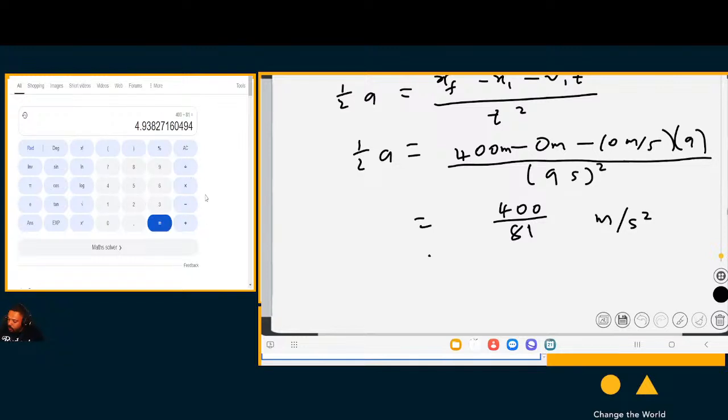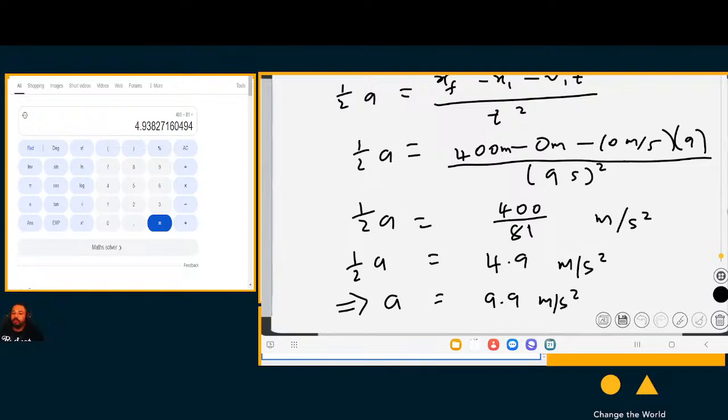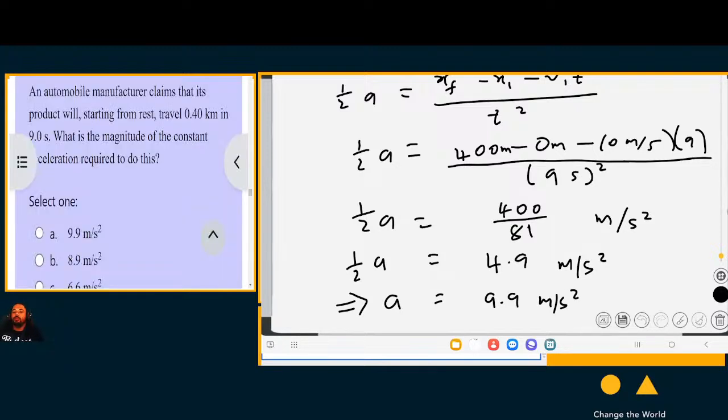They'll give you 4.9, which is what I have here as well. 4.9 meters per second squared. But remember, this is half of the acceleration. So to get the full acceleration, therefore, we multiply both sides by 2. We get that 4.9 times 2 is 9.9 meters per second squared. You could have multiplied back at the beginning, but I chose to do it here.